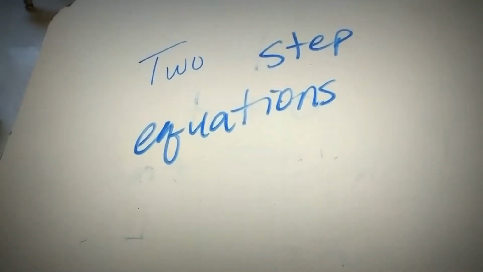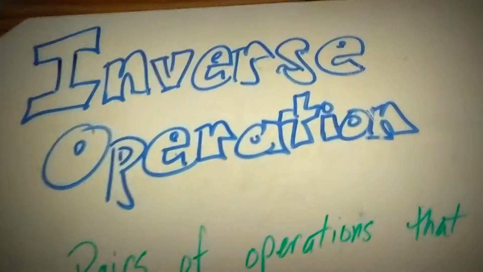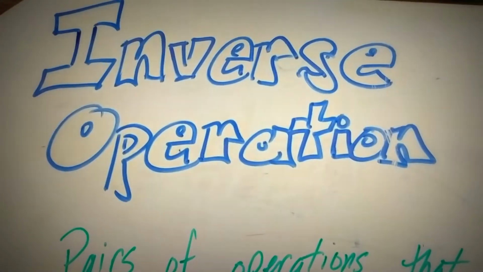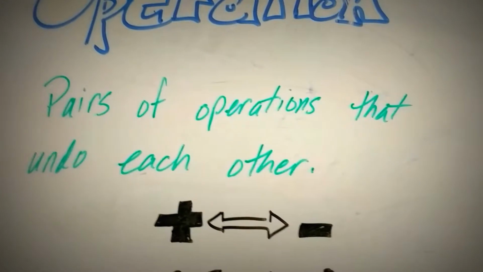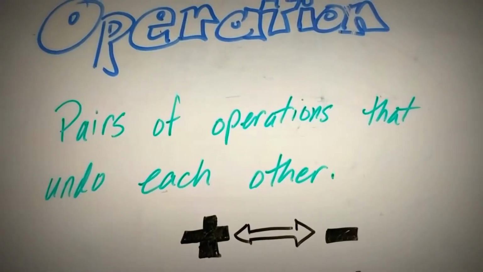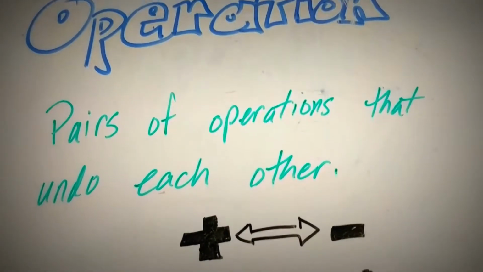In this video, we're talking about two-step equations. For two-step equations, we still have to use the inverse operation, except we're actually using two inverse operations. Just a refresher, inverse operation is a pair of operations that undo each other.